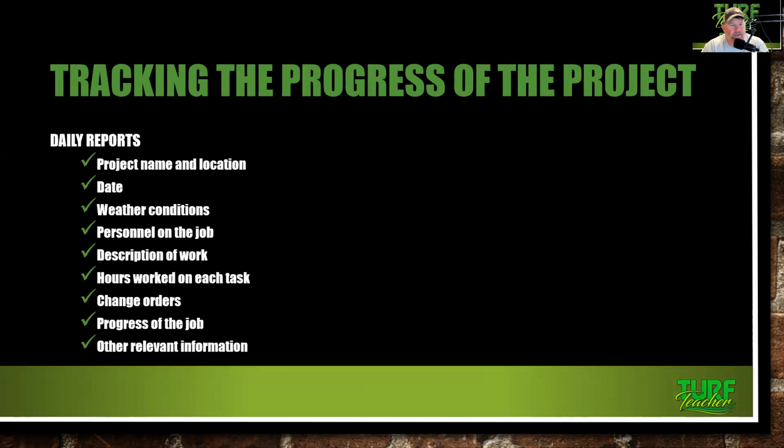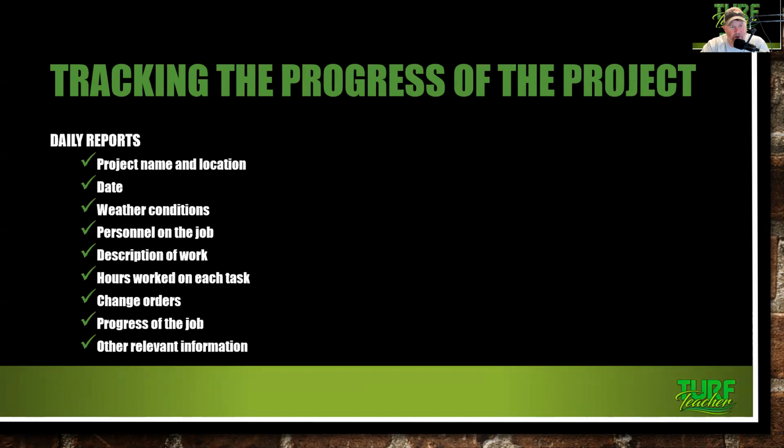Daily reports. Those need to include the project name and location, the date, weather conditions, personnel on the job, the description of work, hours worked on each task, change orders and progress of the job, and other relevant information. These daily reports are super crucial to the completion of the job.